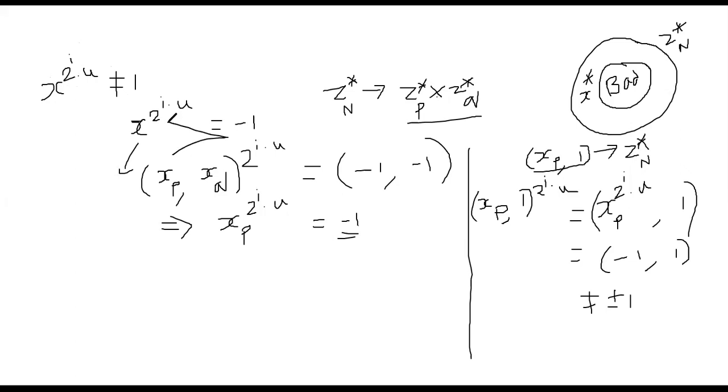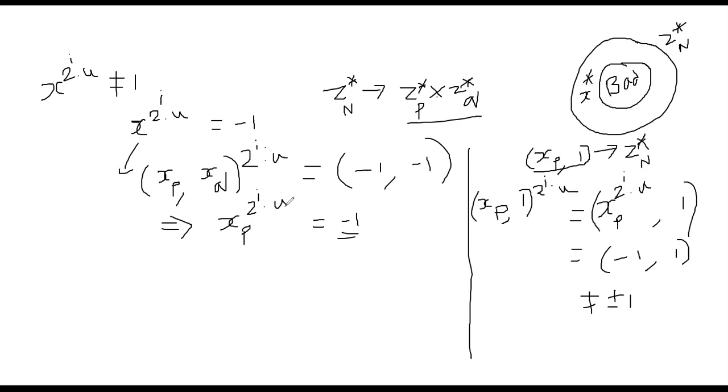So we ask, what happens if it is equal to -1 in this case? In that case, we take (xp, xq), because the Chinese remainder theorem allows every x in Z star n to map to a pair of elements in Z star p and Z star q. And we raise it to the power 2^i times u, which means we can apply the exponent to the individual components. We know when an element is -1, it gets mapped to (-1, -1), just because of the Chinese remainder theorem, because when you take -1 mod p, you get -1. You can easily prove that. We did it in one of the earlier segments.